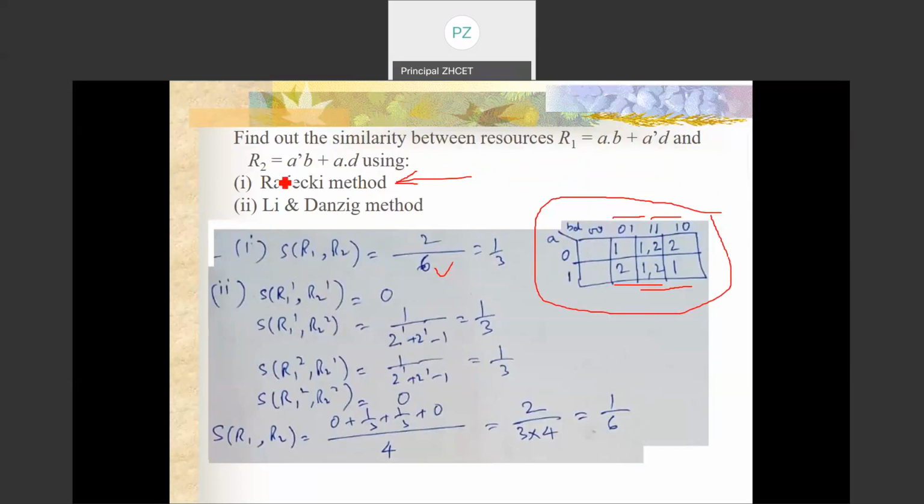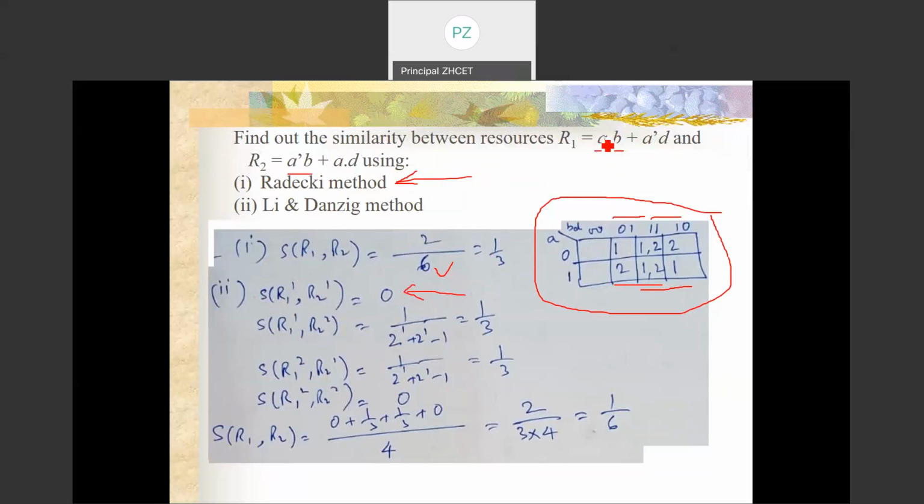So both R1 and R2 are in the sum of product form already. So we need not even convert them into sum of product form. Leave alone canonical sum of product form, right? So I'll compare this AB with AB. So it is between R11 and R21. The first product term of R1 and the first product term of R2. It is 0 because here we have A and here we have A bar. That is why it is 0, right?